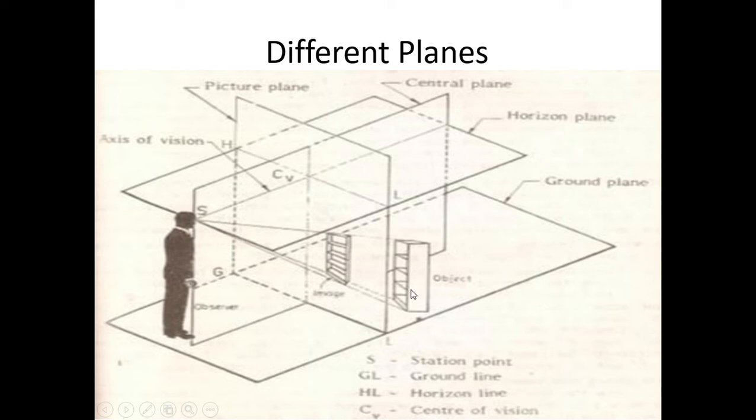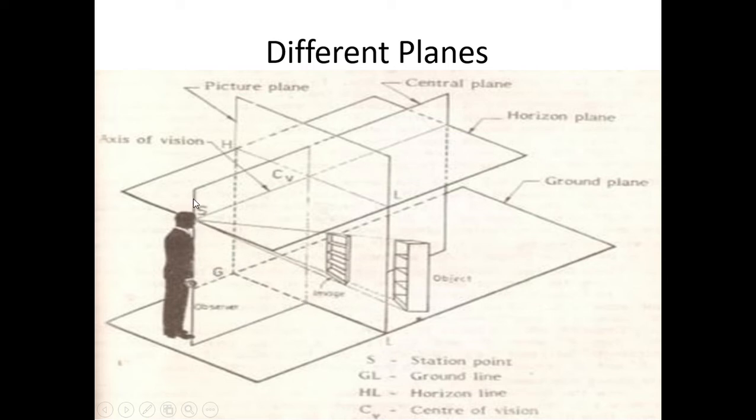The object is placed on a plane called the ground plane. This is the ground plane, and the object is placed on that ground plane. The ground plane is a plane which is actually our horizontal plane. Parallel to that ground plane, you can assume a plane like this. That plane is called the horizon plane. The horizon plane is the plane from the observer's eye or the station point till the horizon, a plane parallel to the ground plane.